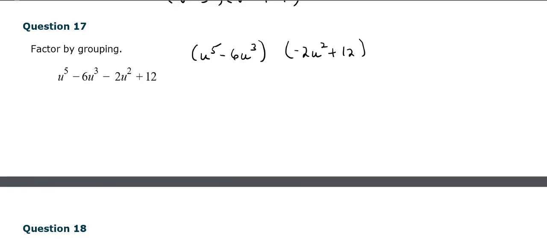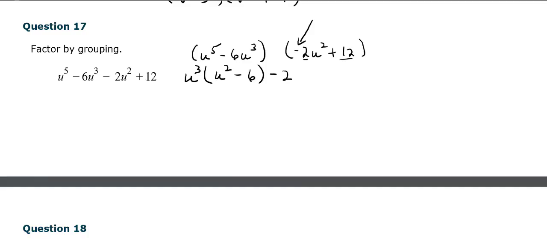So again, in the first group, what we have in common is the u, and the smallest exponent is 3. So when we factor out a u to the third, we remember subtract exponents, u squared minus 6. Now in the second group, if this is a negative in front, we're going to factor out a negative, and then the highest common factor of 2 and 12, which is 2. So now we're going to divide a negative 2 out of each.